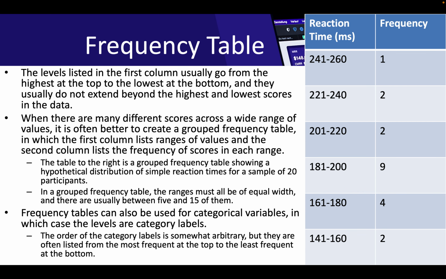The levels listed in the first column usually go from the highest at the top to the lowest at the bottom, and they usually do not extend beyond the highest and lowest scores in the data. Why in the world would you put something in there that was all zeros?